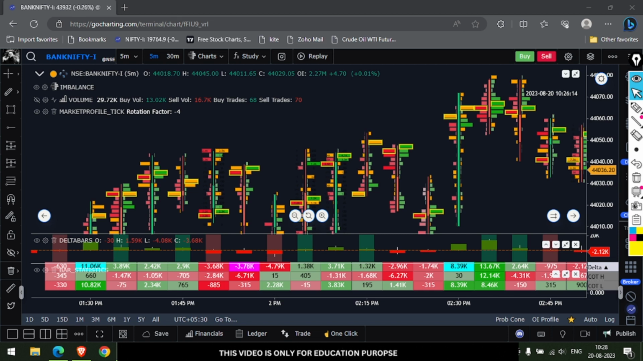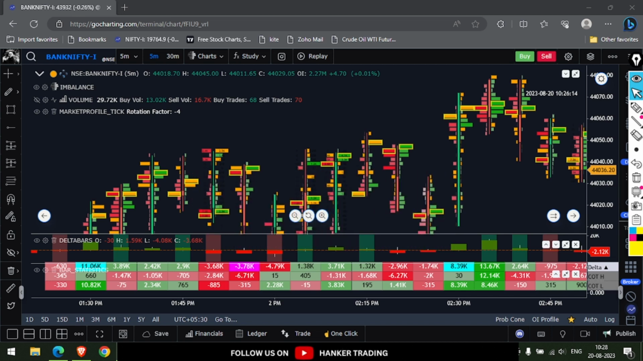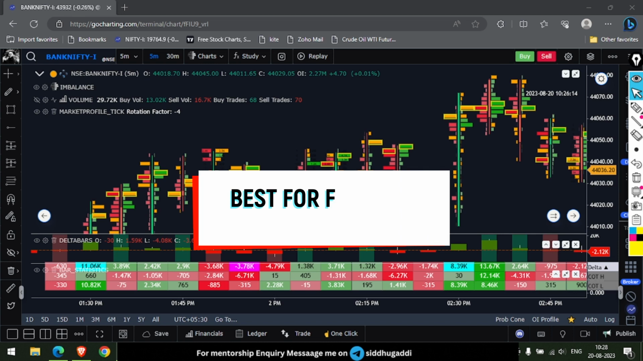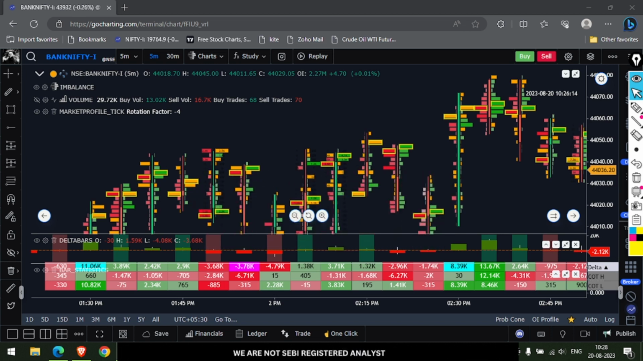So let's get started. First, we are going to talk about the pros of the GoCharting trading platform. The first pro is that it is the best in the industry for footprint reading. When it comes to order flow analysis and chart reading, one of the best things you need is for your chart and candlestick pattern to have multiple data sources to fetch from and make the analysis.